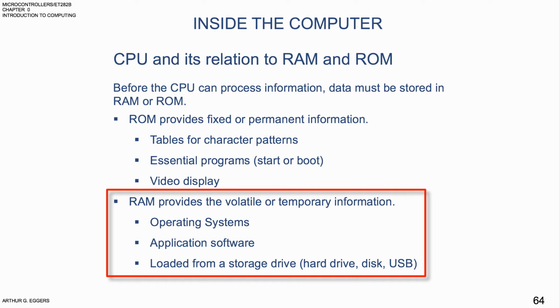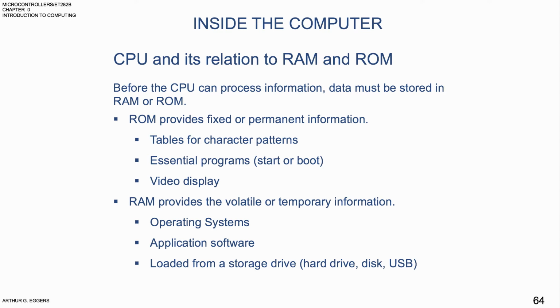The CPU cannot get the information directly from the disk because the disk is too slow. In other words, the CPU must first seek the information to be processed from RAM or ROM. Only if the data is not there does the CPU seek from its mass storage device, such as a disk, and then it transfers the information to RAM.